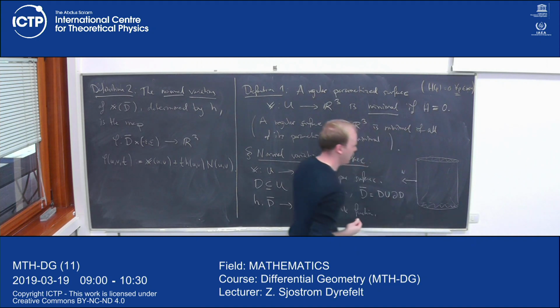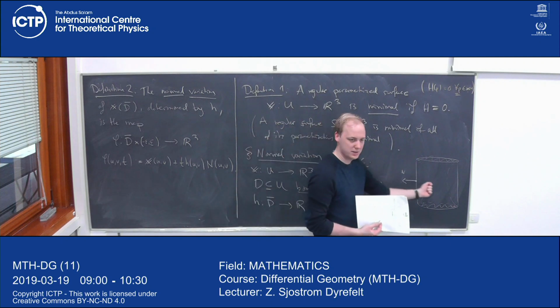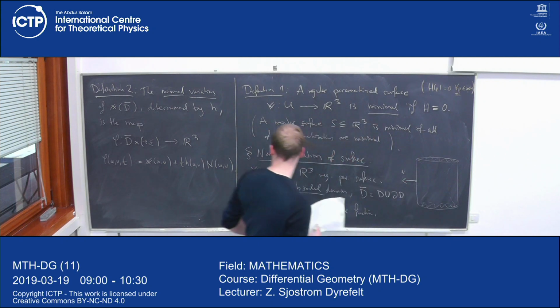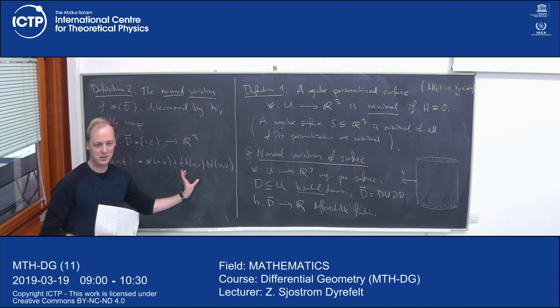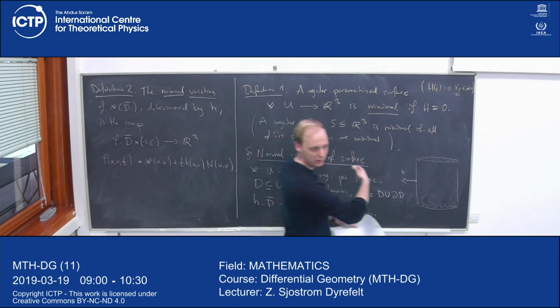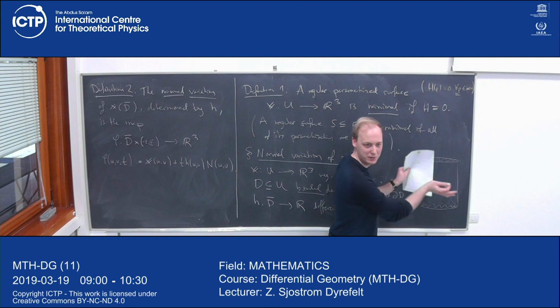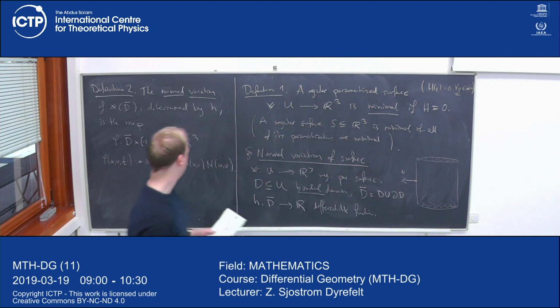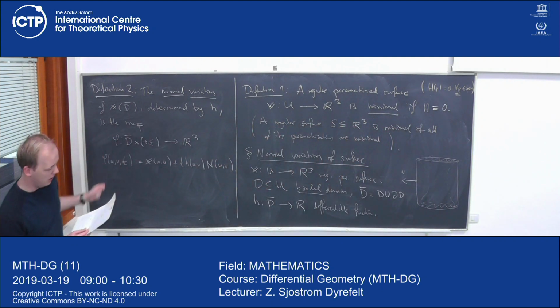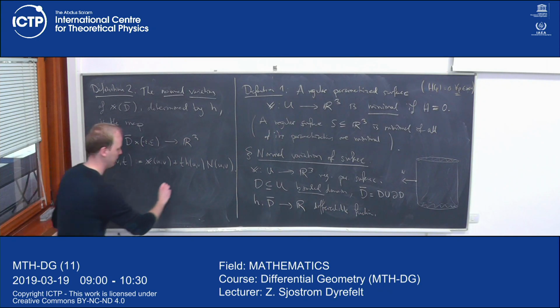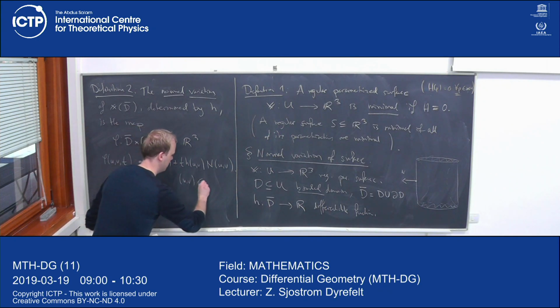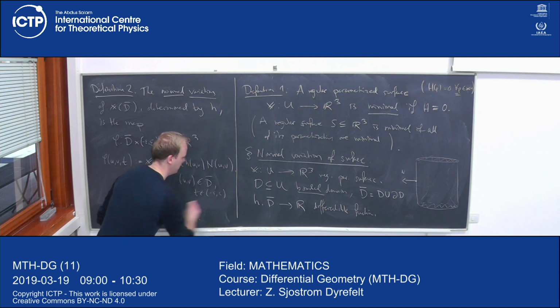Okay? So I have N, and then I will move in the direction of this surface, but times this h of uv. Maybe this is just 1 or minus 1, then we will just move in the direction of the normal. But maybe it's some complicated function, and you will deform it in a very complicated way. So this is the definition of a normal variation. Of course, everywhere here, (u,v) is in D bar, and t is in minus epsilon, epsilon.